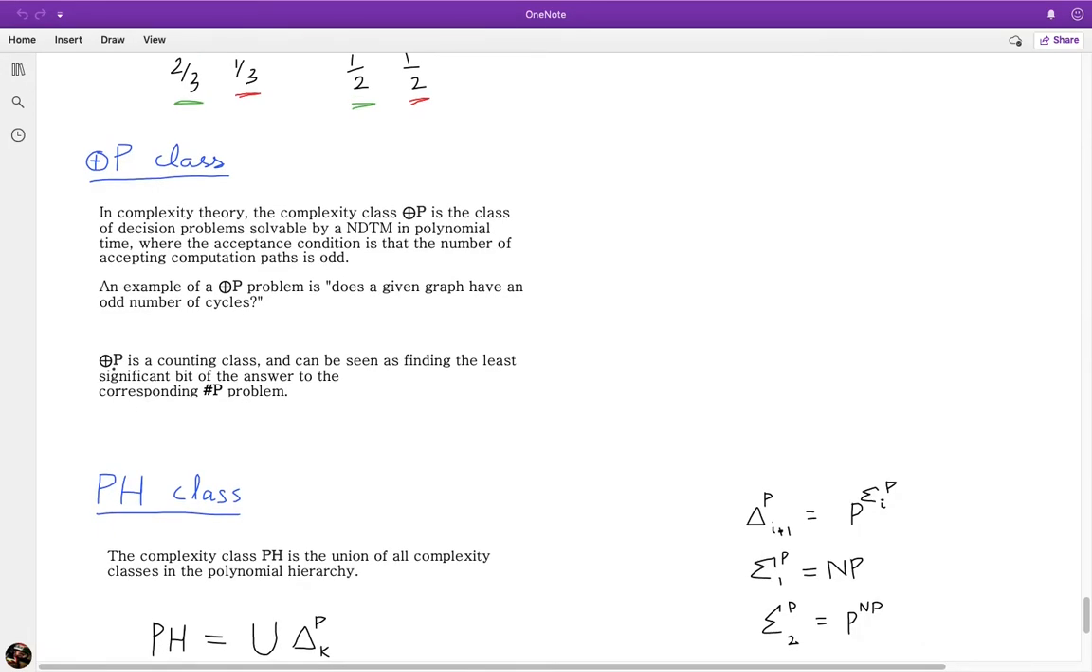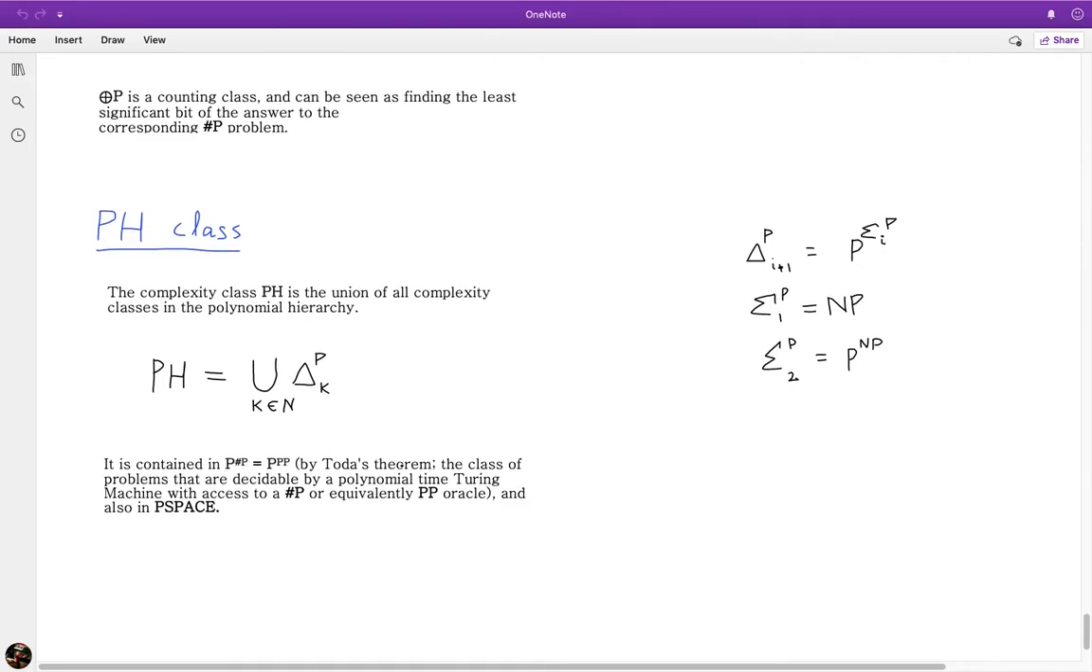So parity P is a counting class and can be seen as finding the least significant bit of the answer to the corresponding #P problem. The corresponding #P problem gives us an output which is a binary string representing the number of accepting paths. As we know, the least significant bit tells us whether the number is even or odd. So parity P reduces down to just finding the least significant bit of the corresponding #P problem.